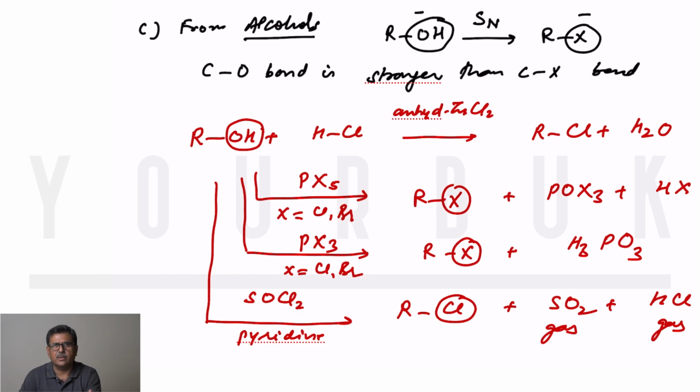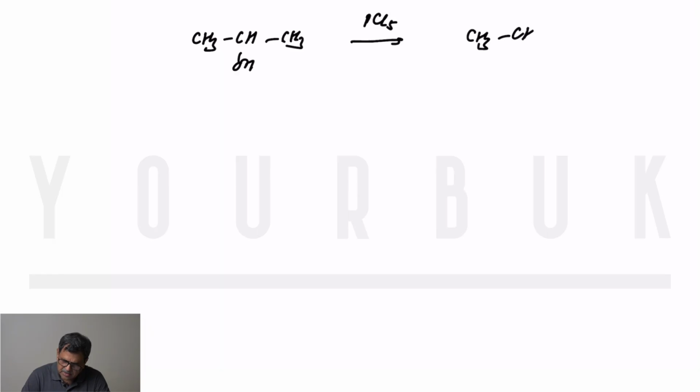I can write anything in my question. Now, two examples now. One is this, CH3, CHOH, CH3. We are reacting it with PCl5. So it gives you CH3, CHCl, CH3 as a major product. Right? This is a major product. So whenever you want to replace OH by Cl, you prefer SOCl2 or PCl5. Now, next example is this.